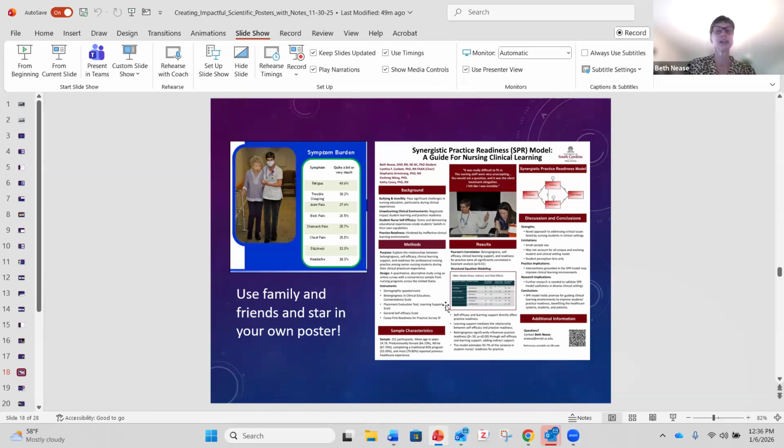Has anybody out there used simulated patient photos, and any tips? You can unmute yourself because I can't look at the chat while I'm also presenting in this format. But any other tips or suggestions, or anybody used simulated patient photos for posters or journal articles?